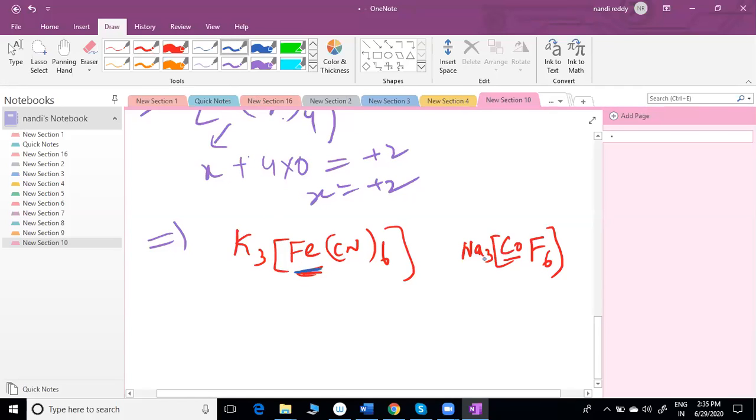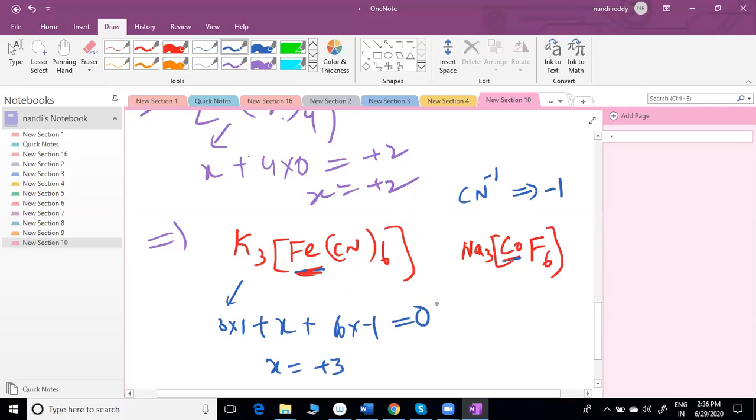See, we need to calculate the iron oxidation state. Here potassium, you know that one, 3 into +1, plus iron is x, plus cyanide, you can take CN minus, so this oxidation number is -1 only. If you don't know, please note it down right now. CN is -1, so here CN is 6, 6 into -1, equal to 0, because there is no charge on the complex. By solving, x equals +3. This is the oxidation number of iron.